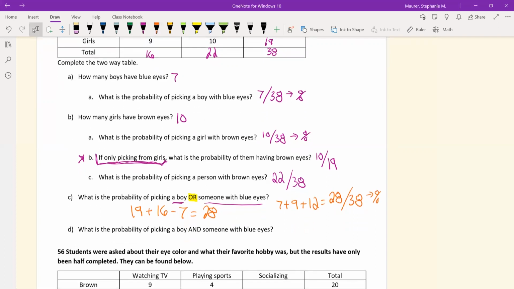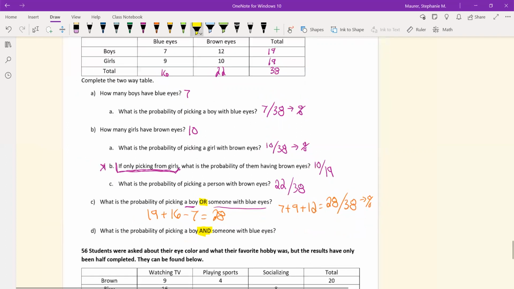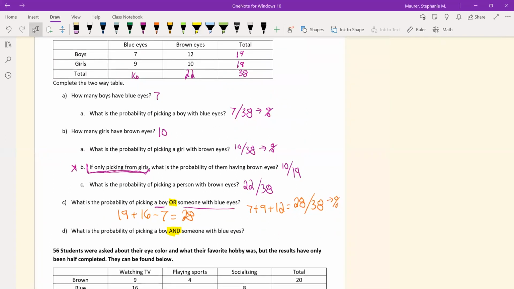And one more question, letter D. It says, what is the probability of picking a boy and someone with blue eyes? So let's do it the same way we did yesterday. Now, maybe you just read this question and you'll have an answer, but let's do it the same way that we did yesterday. What is the probability of picking a boy? So here's all my boys. We colored that in just like yesterday. Someone with blue eyes. So here's all my blue-eyed people. And because it's an and, we want the situation where it's overlapped.